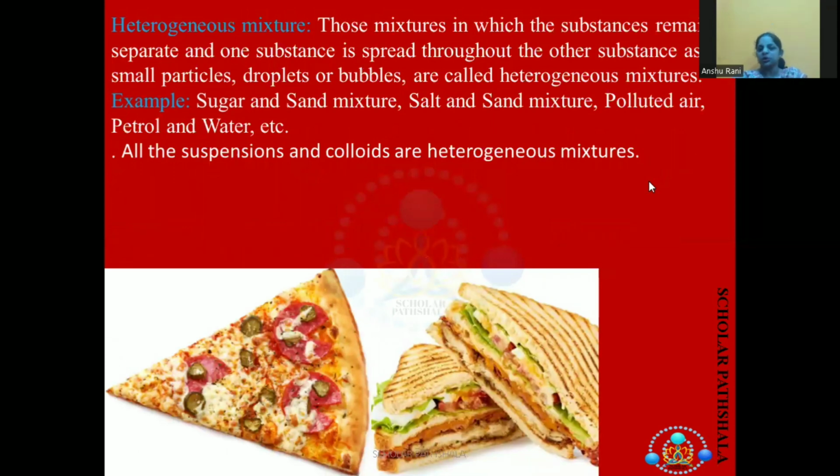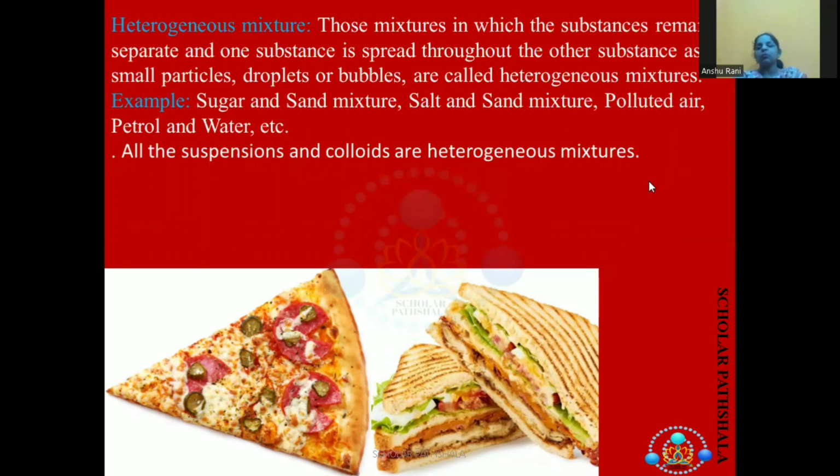In heterogeneous mixture, two or more components are added in such a way that there are distinguishable boundaries of separation, like you are having sand mixed in water, right? So sand will make a different layer and water is making a different layer. There is boundary of separation between them. Then it is called heterogeneous mixture.